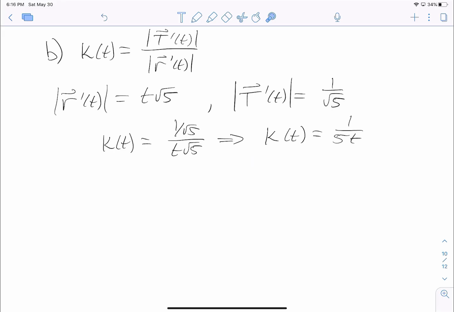Since the magnitude of r'(t) is equal to t times the square root of 5, and the magnitude of T'(t) is equal to 1 over square root of 5 from part A, κ(t) is equal to 1 over the square root of 5 divided by t times the square root of 5. Simplifying that gives us that κ(t) is equal to 1 over 5t. This was a good choice of formulas to use given the tools that we had developed up to this point.